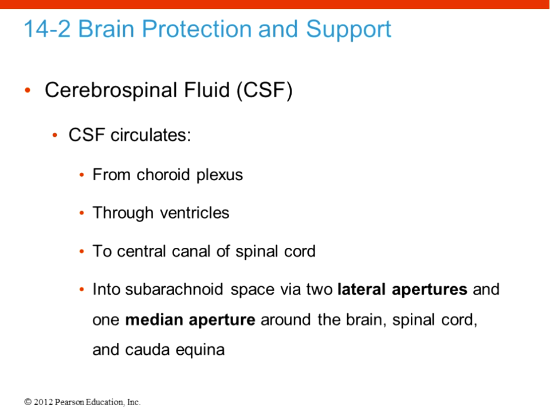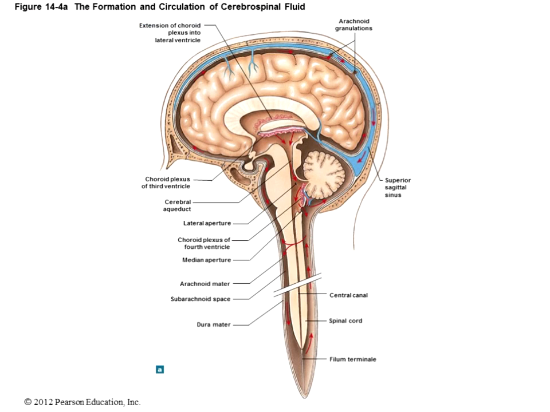So the CSF circulates from the choroid plexus, where it originates, through these ventricles, down to the central canal of the spinal cord, and then into these apertures that allow it to go around the brain and around the spinal cord and cauda equina as well. So again, not only is it inside those ventricles and central canal of the spinal cord, but then it goes outside that location as well.